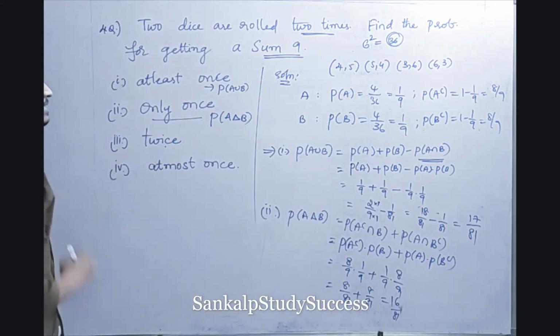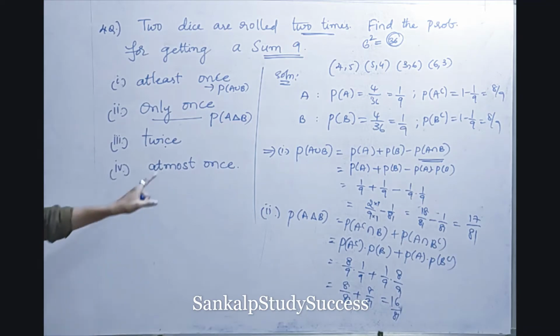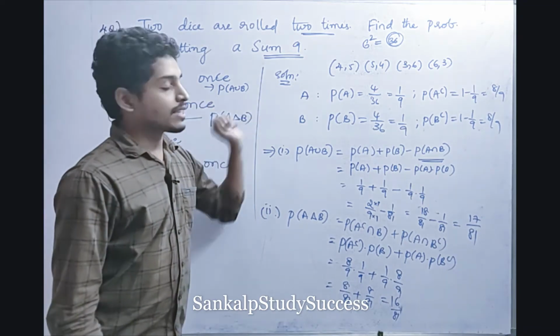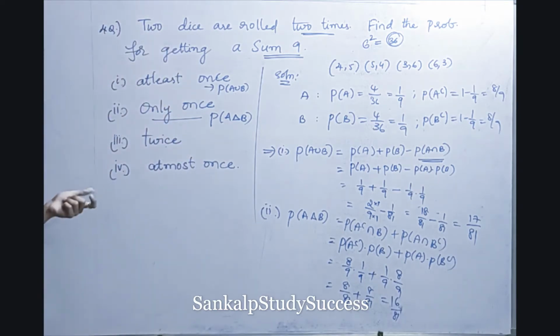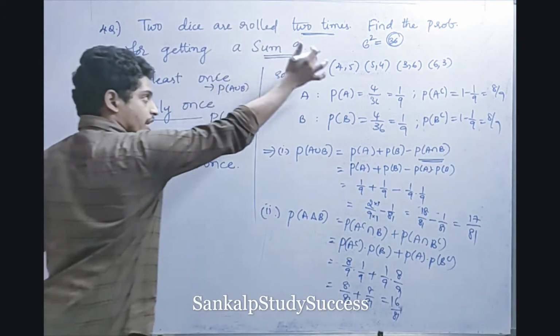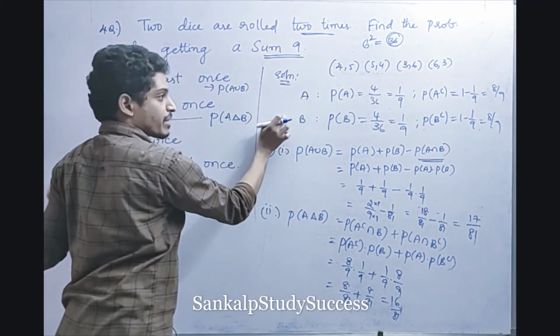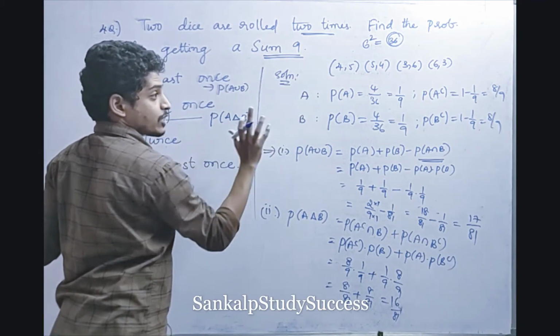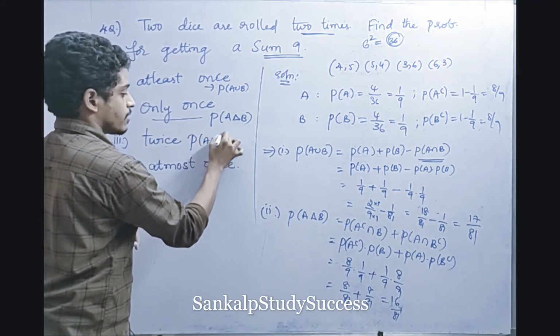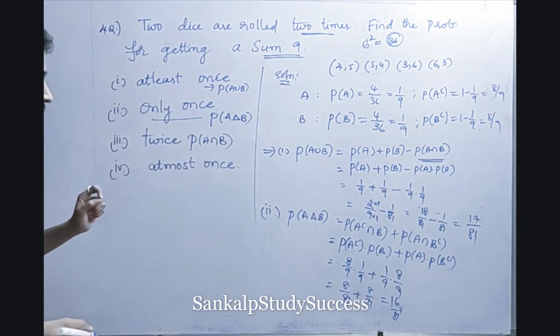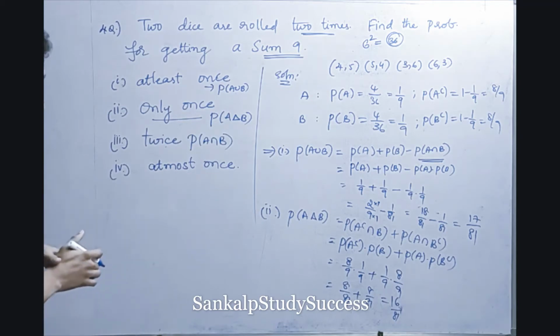Next one, twice he is asking. So find the probability of getting sum 9 twice. Both times we need sum 9. So what is the meaning of twice? Twice is nothing but 2 times. Probability of 2 times in the sense, 9 should be there in this event, and sum 9 should be there here also. That means there should be an intersection, that is nothing but P of A intersection B. A common point should be there. So A intersection B. What is P of A intersection B, friends?